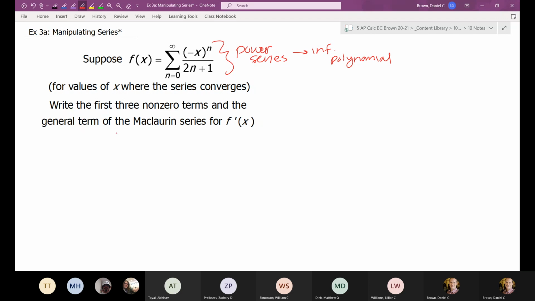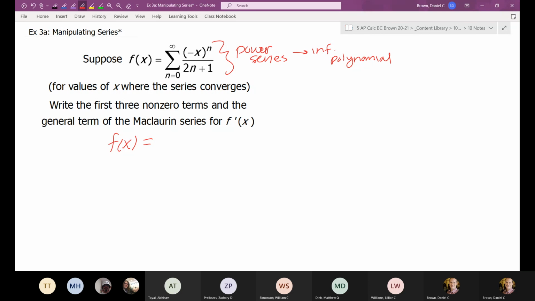I like writing out the first few terms just so I can recognize the pattern as well. It does ask me to write down the first 3 non-zero terms anyway, so I'm going to at least write down the first 3. I will say I often write down the first 4, because sometimes that first one will go to 0, so it's helpful to write down the first 4 terms. And then I'll have the general one as well.